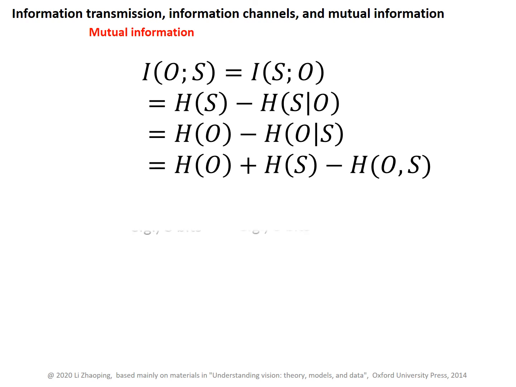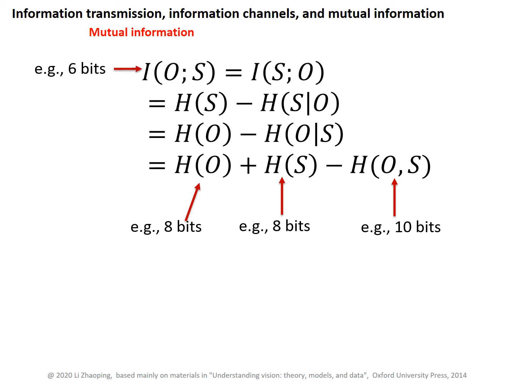So, for example, if H(O) is 8 bits, H(S) is 8 bits, but the joint entropy is 10 bits, then the mutual information is 6 bits. And this 6 bits is the information shared between S and O.